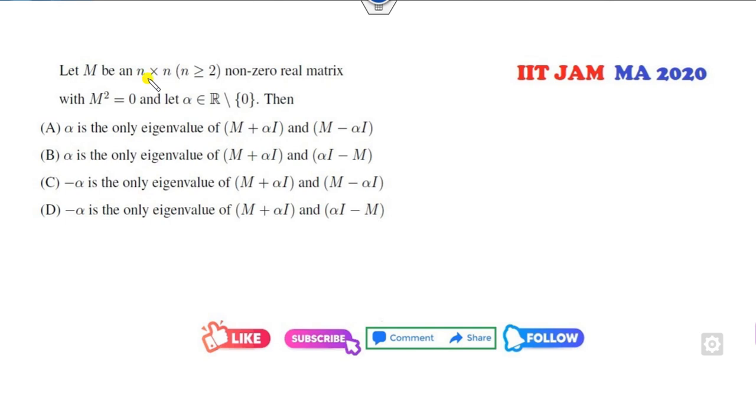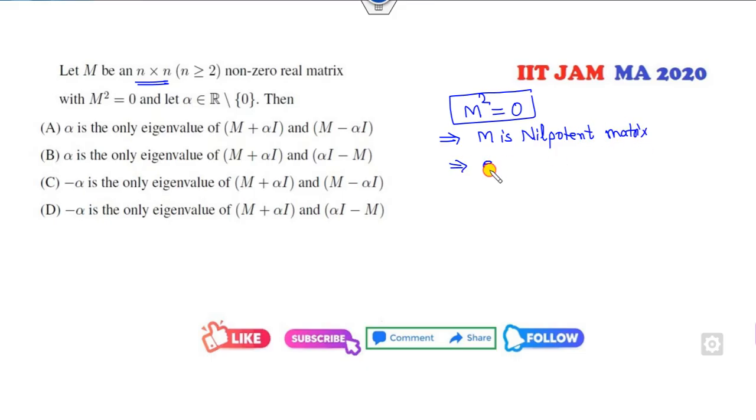Okay, look at this another one. M is my n cross n matrix, M square is my 0. Do you remember which matrix is here whose square will be 0? This is a nilpotent matrix. So what is the eigenvalue of the nilpotent matrix? Always remember, eigenvalues of the nilpotent matrix are always 0. Since it has a degree 2, M has 0, 0 eigenvalues. So if M has 0, 0 eigenvalues, what is the eigenvalue of M plus alpha I? M has 0, alpha I has alpha eigenvalue.